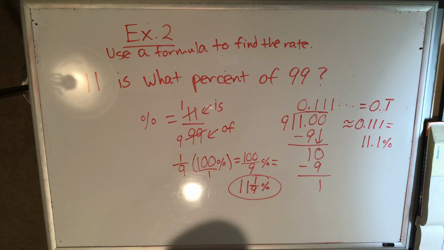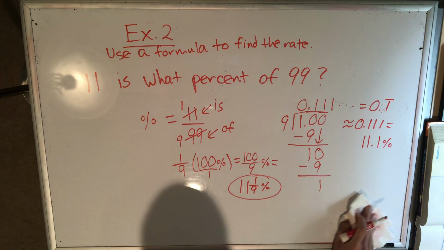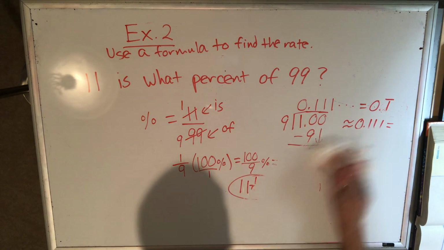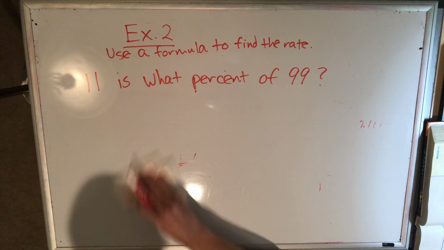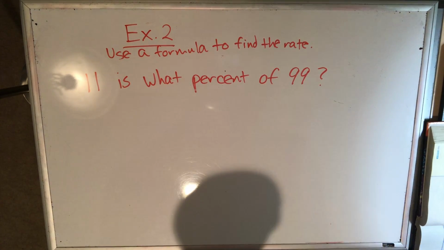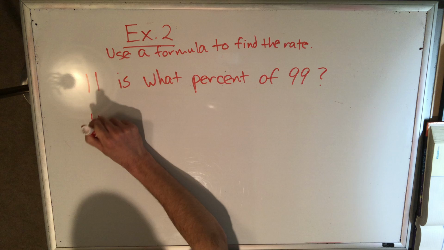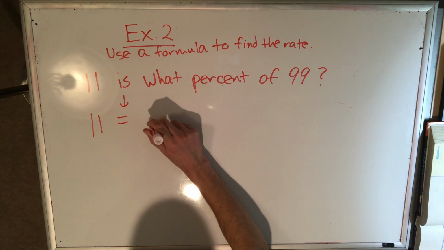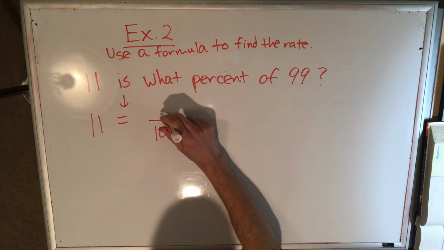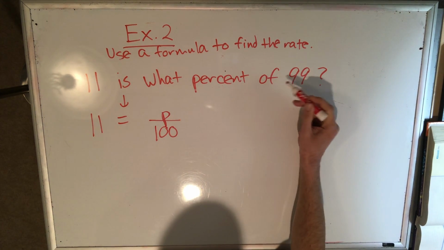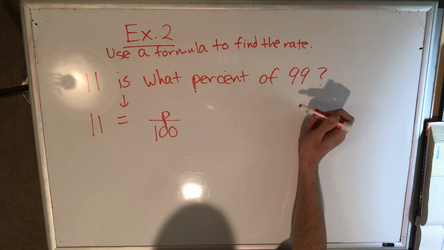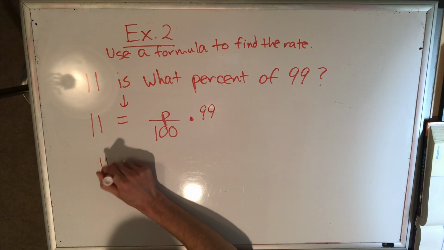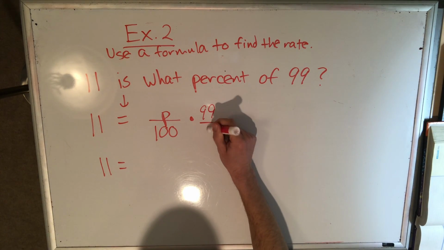Now, another way we could figure this out, instead of using the percent equals is over of formula, you can convert this question into an algebraic equation. Is means equals. Percent tells you how many hundredths you have. So you could do p over 100 or x over 100. Of before a number is a multiplication. So of 99 is times 99. You can make that 99 over 1 if you want.